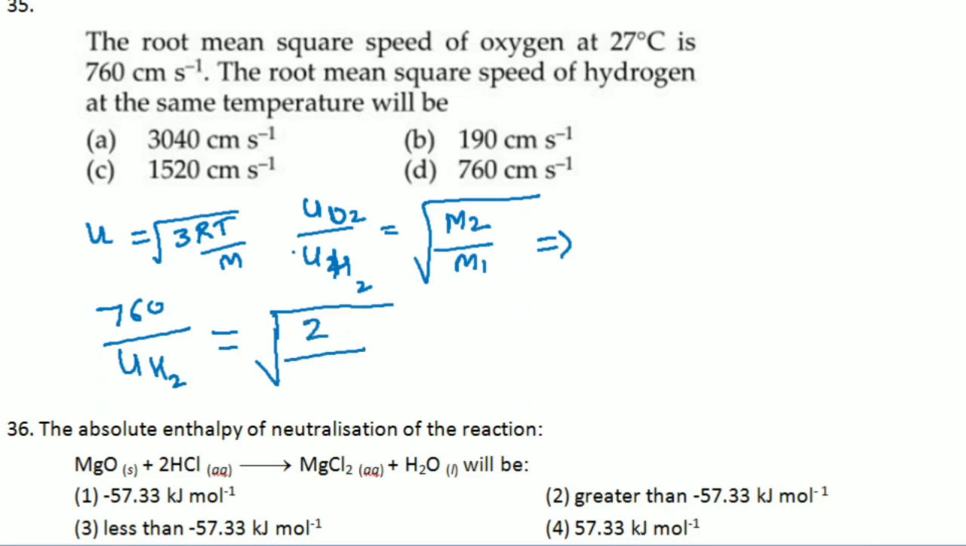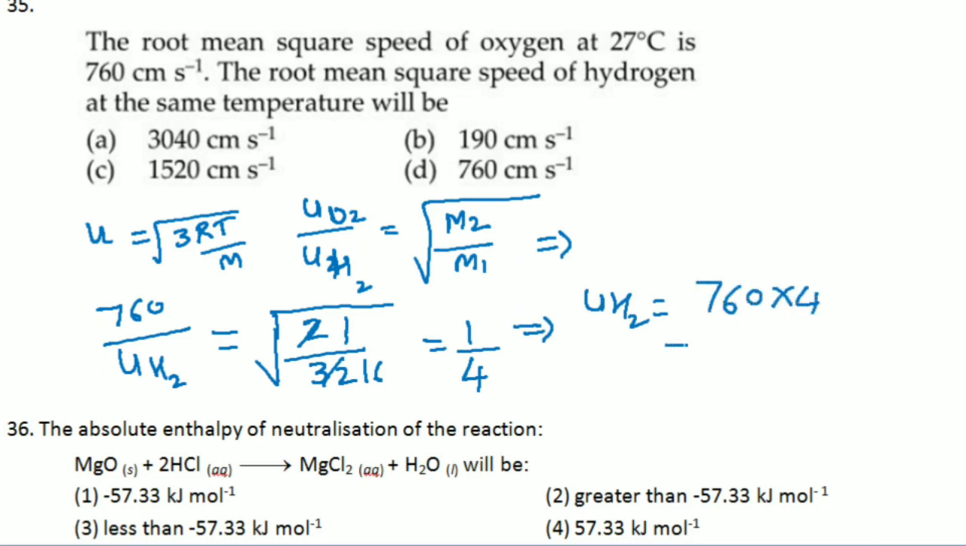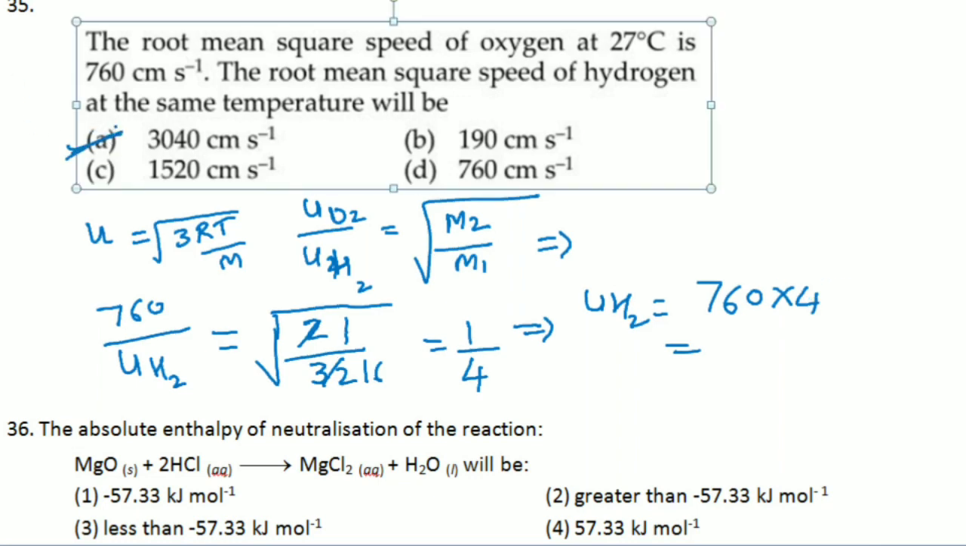M2 is equal to how much? 2 here because hydrogen is 2, divided by M1, how much? 32, because 16 into 32. So 2 1s are 2 over 16. Root 1 by root 16 is equal to 1 by 4, I can write. Correct? So 1 by 4 means, remember, this can be written as U of H2 is equal to 760 into 4. So 7 4s are 28. So 28 means 30. So nearest to that is the answer. So A is the correct answer in this particular case.